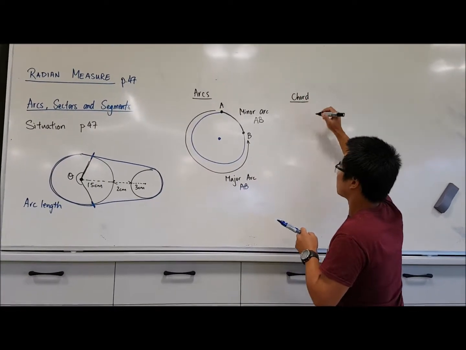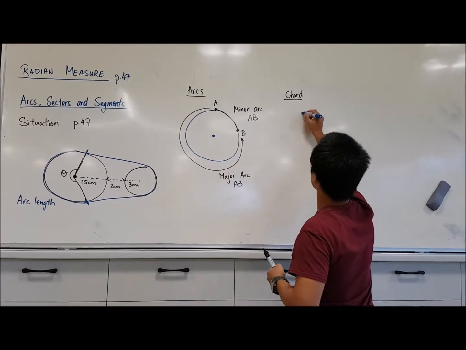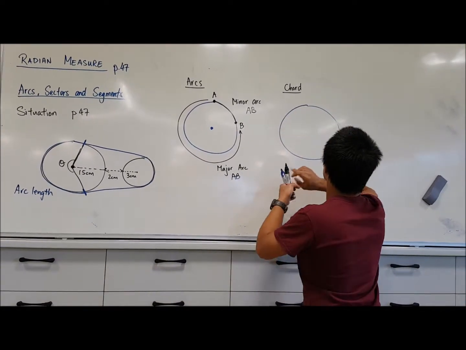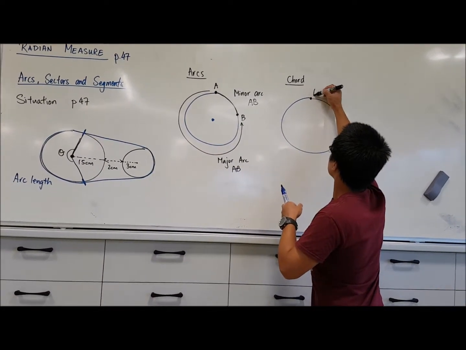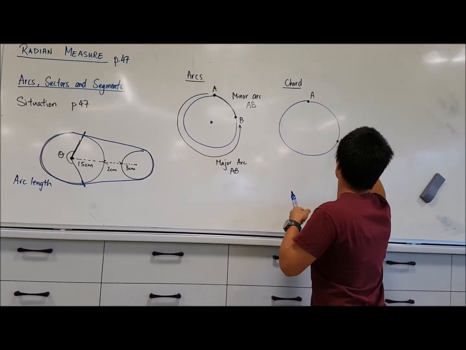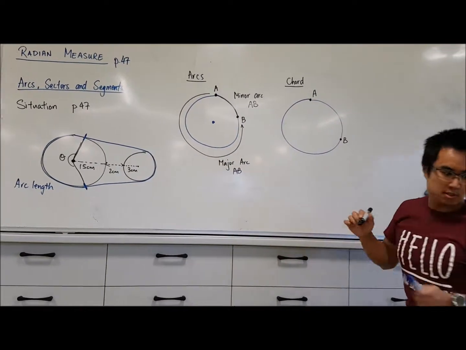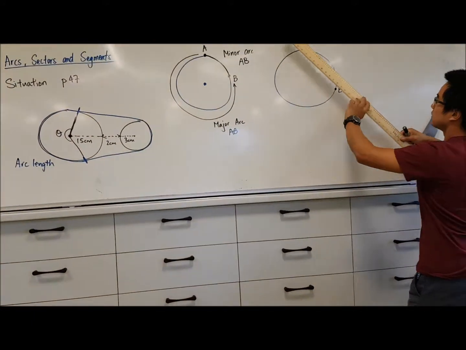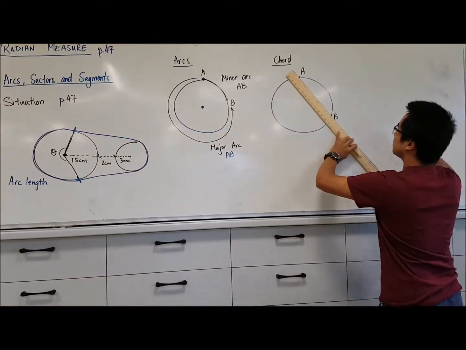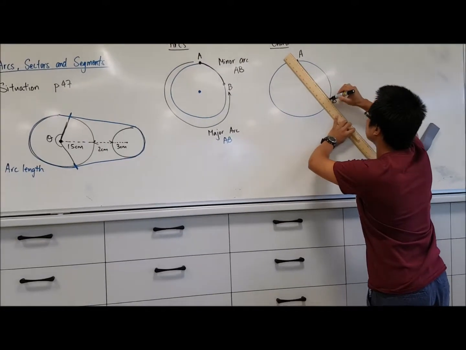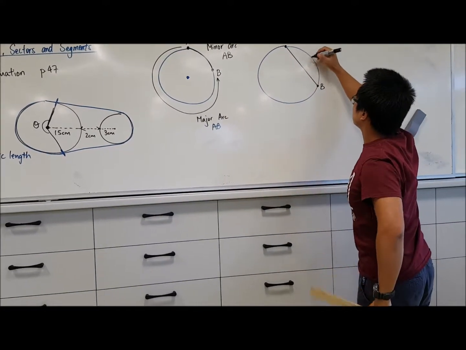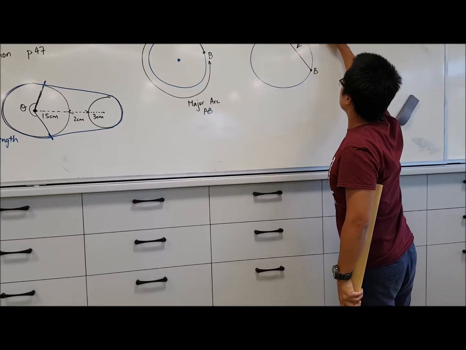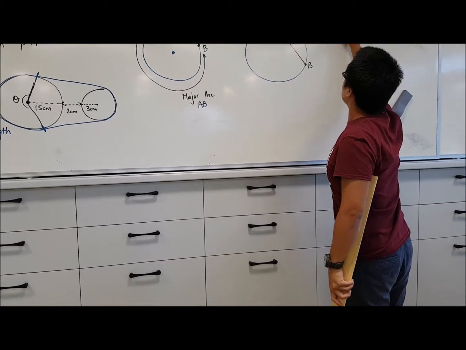Another piece of terminology is a chord for a circle. And if you have a circle, you can label 2 points, A and B. A chord is the distance directly from one point to the other right through the circle. If I was to just cut through the circle from A directly to B, that's the chord. Chord AB.